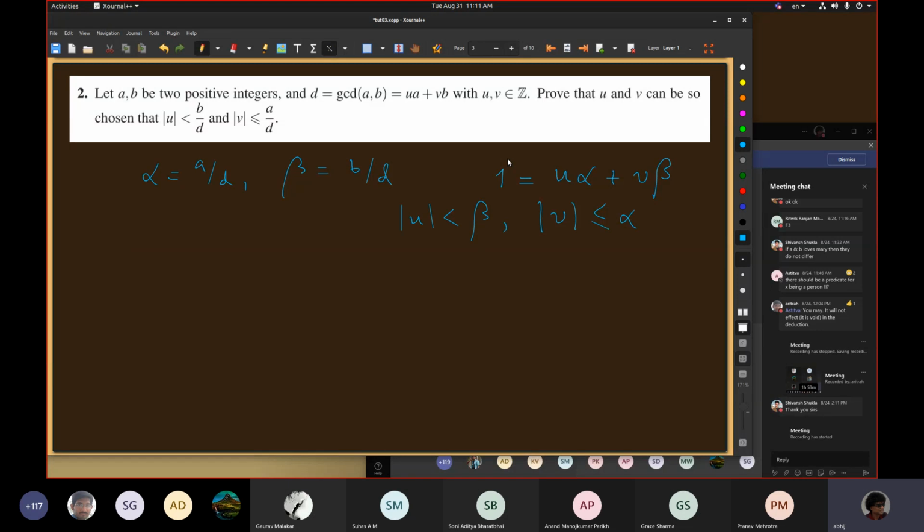Sir, A by D and B by D will be co-prime, sir. A by D and B by D are co-primes, yes. There's a theorem which says that the GCD of A by D and B by D will be 1. And so we know that the lowest positive value that U into A plus V into B can take will be the GCD, so over here you get 1. That's what it's written here, right? 1 equal to U alpha plus V beta. Right.